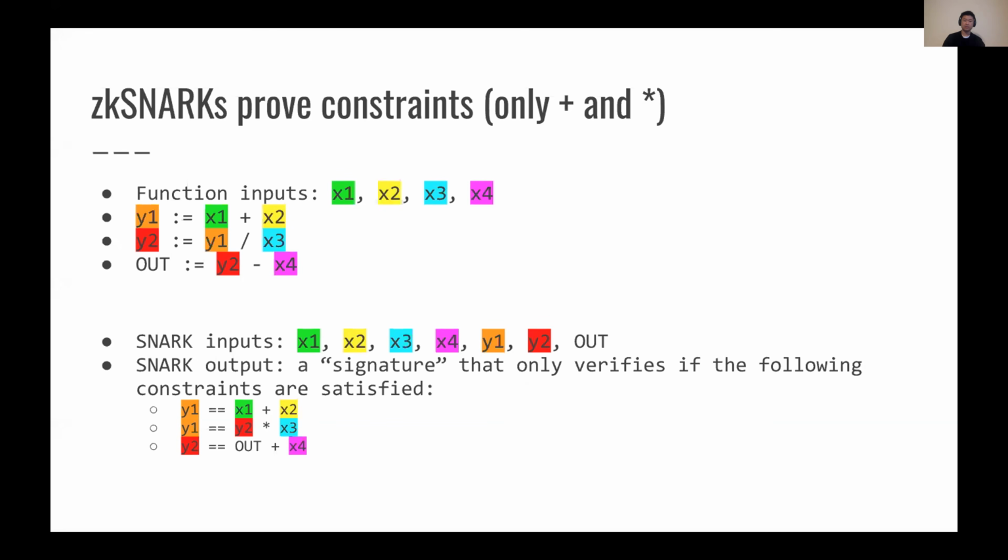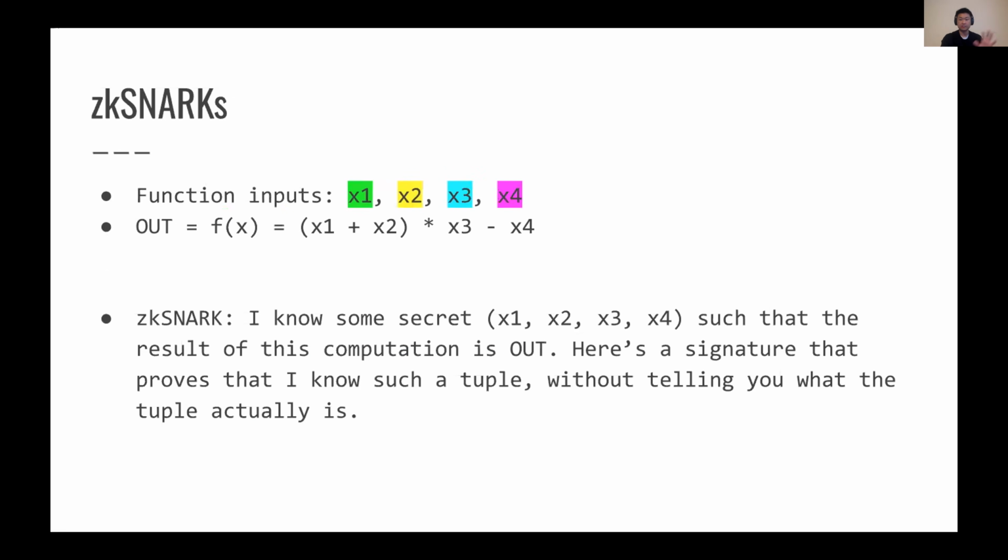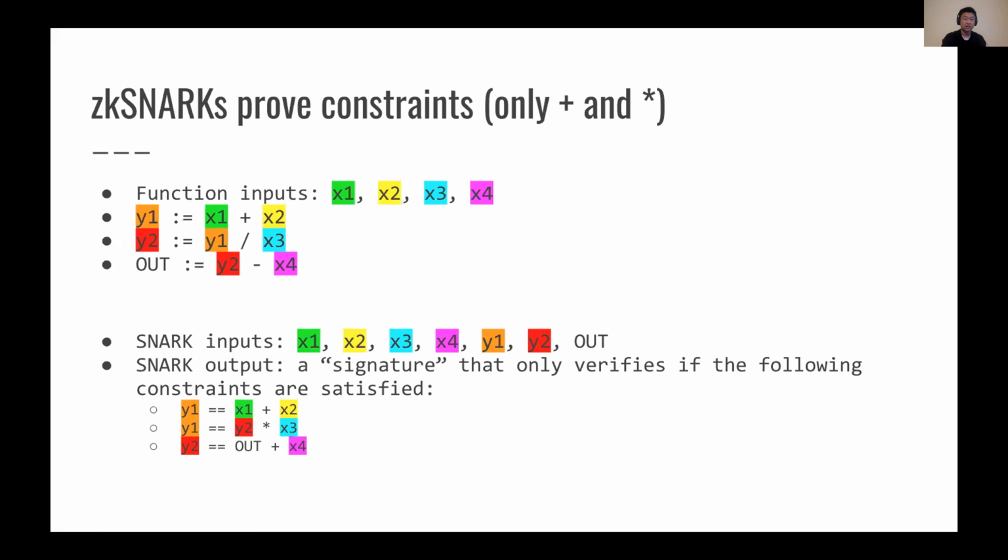One thing that's important to note is that SNARKs can only generate these proofs for constraints involving addition and multiplication. So the previous example function is very simple and only involves additions, multiplications, and subtractions, which are just reverse additions. But most functions that we find in the wild and that we might care about could involve other more complex operations like division or modulo.